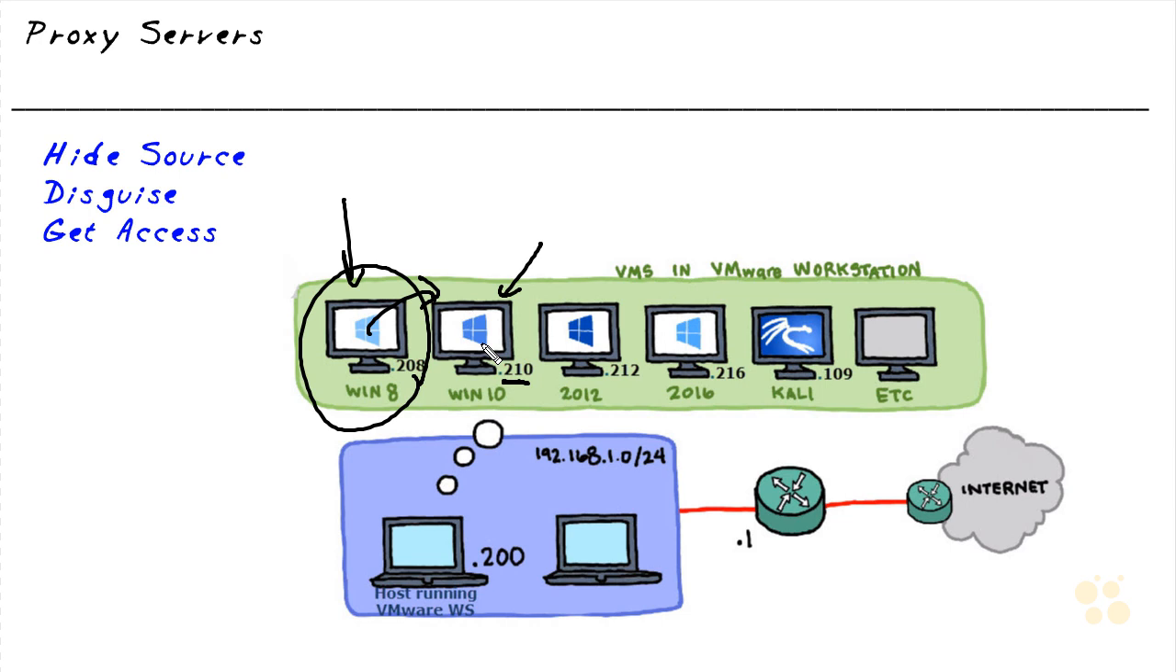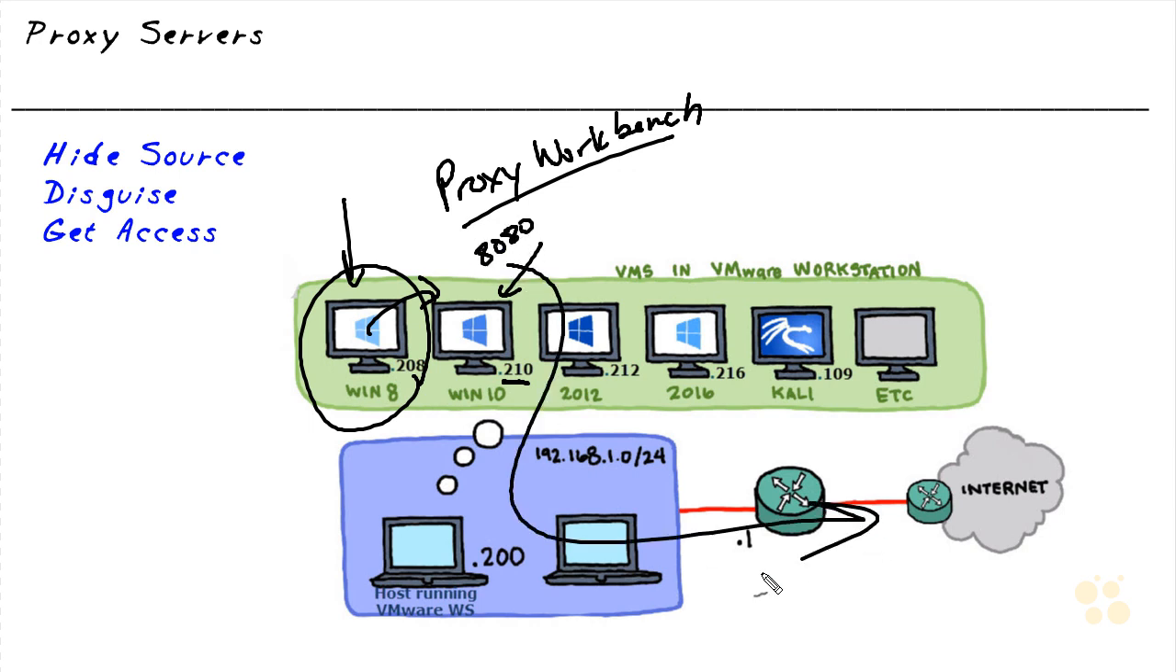And for our example, let's use a tool called Proxy Workbench. And one of the defaults for Proxy Workbench is that when it receives HTTP requests on port 8080, it's going to go ahead and proxy those out to the internet. So what we'll also do when we set up our client, we'll tell it to use .210 as a proxy server. We'll also identify that we want to use port 8080 as well.